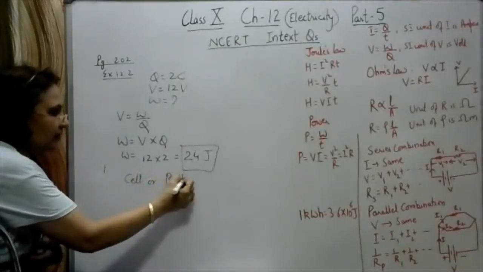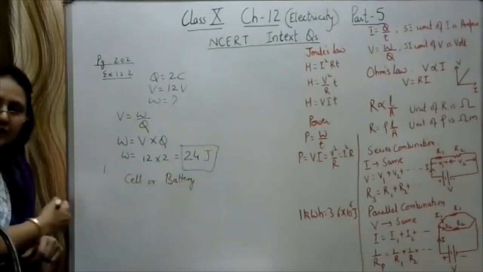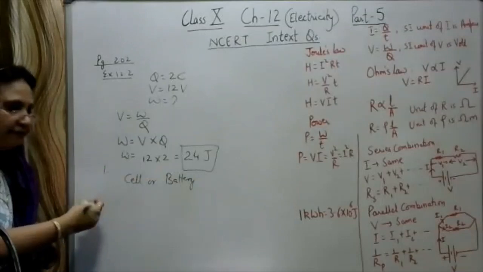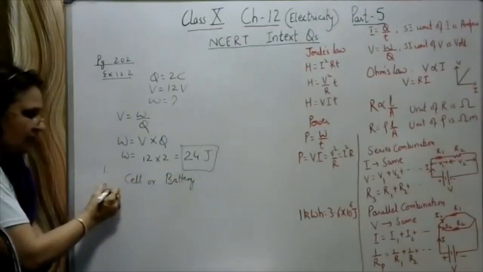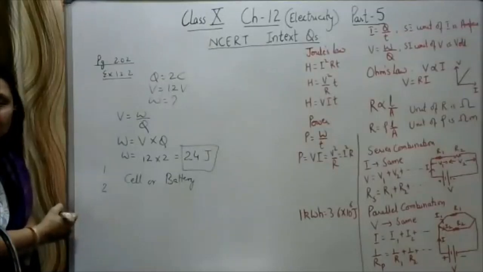A cell or battery maintains the potential difference across the ends of the conductor so that a constant current can flow through that conductor. Question number 2 is, what is meant by potential difference between 2 points is 1 volt?